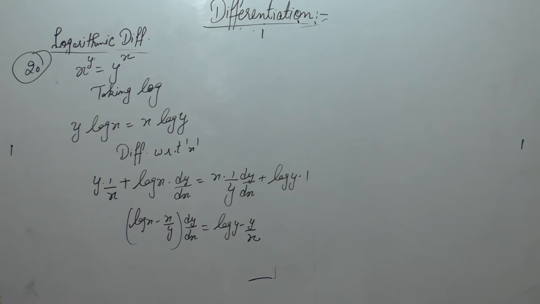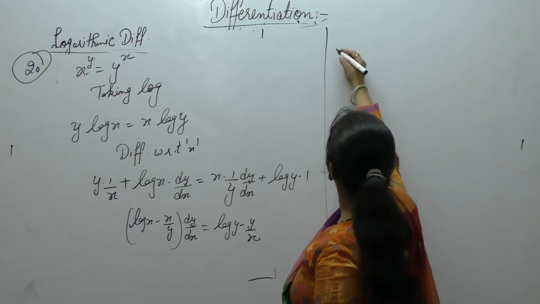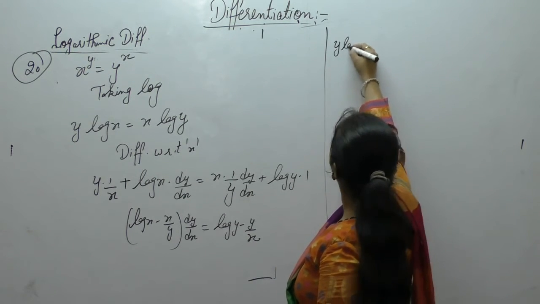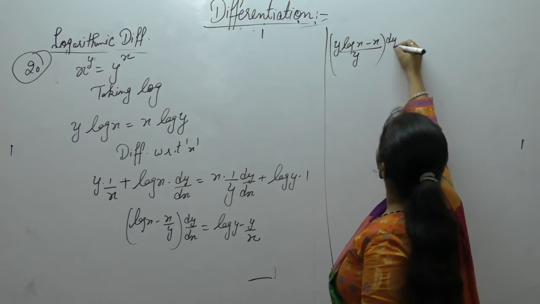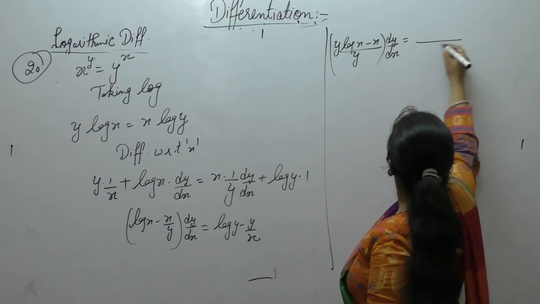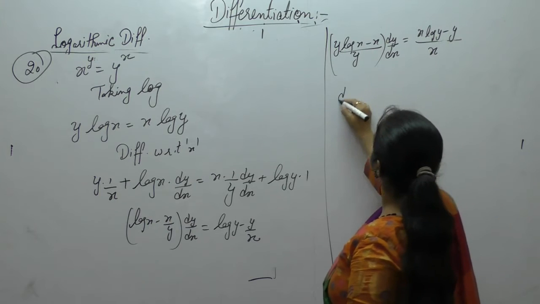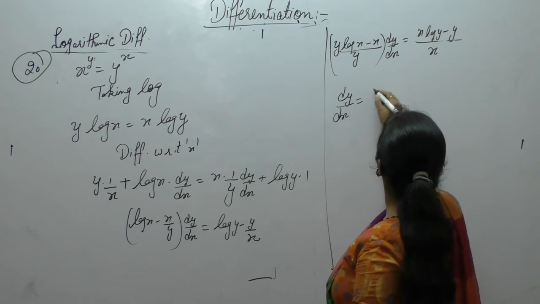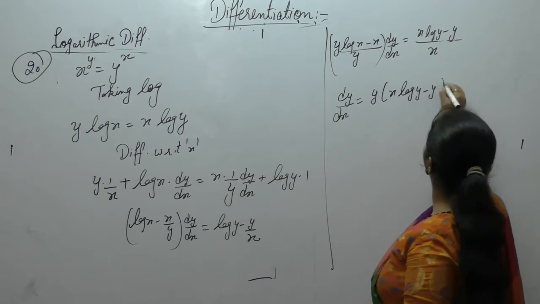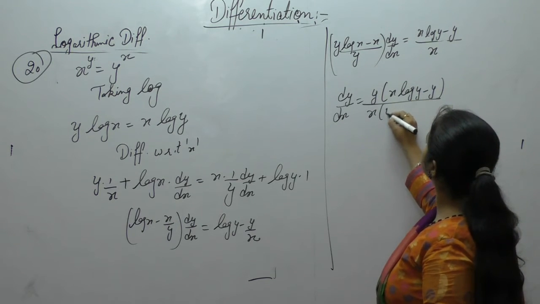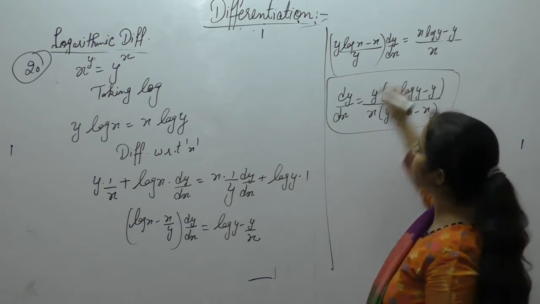Now in the next step, we get log of x minus x upon y dy upon dx is equal to log of y minus y upon x. So dy upon dx is y times x log of y minus y upon x times y log of x minus x.